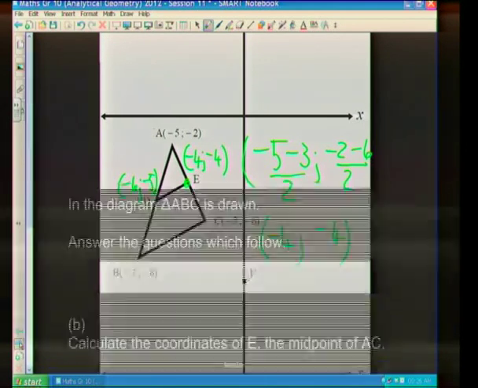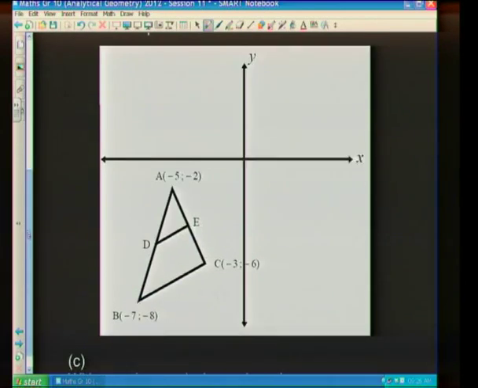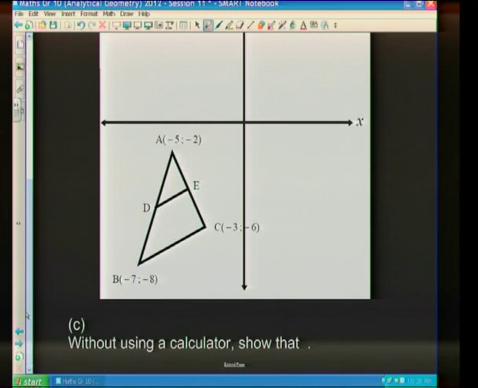Fine, another straight application of the midpoint, so that's not too bad. I think part of our question is missing, but I think what the question wanted to say is, without using a calculator, show that DE is parallel to BC. So, well, let's do that. I'm going to calculate the gradient. Let's start off with BC.